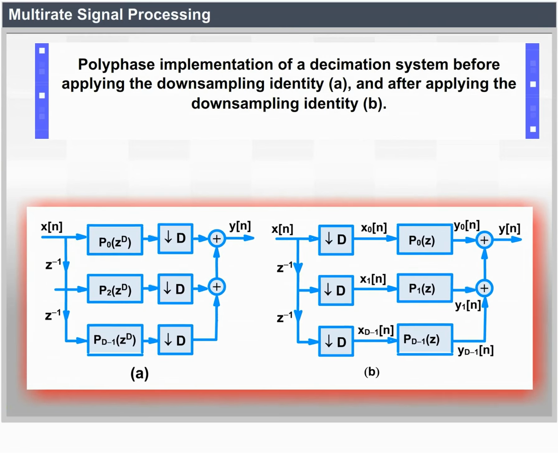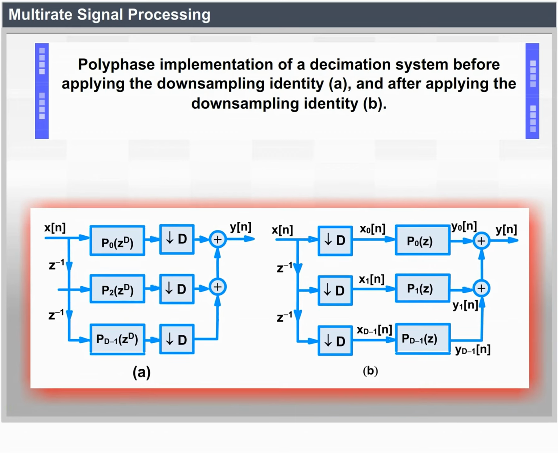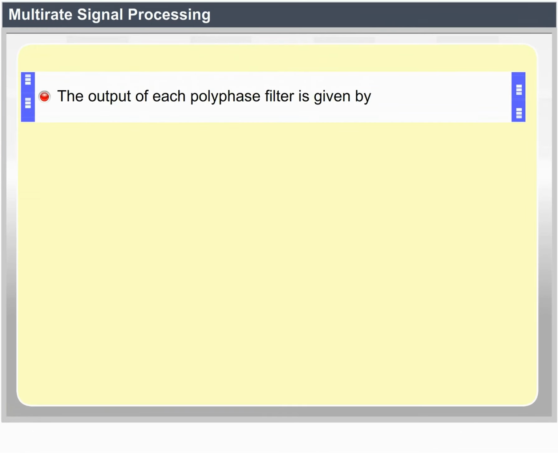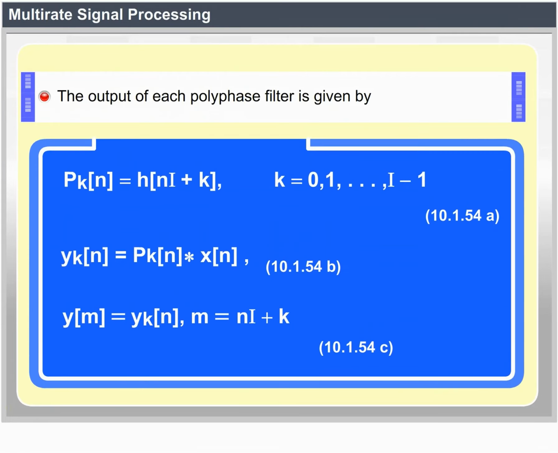The output of each polyphase filter is given by p_k(n) equal to h(nI plus k), where k equal to 0, 1, up to I minus 1, called 10.1.54a. y_k(n) equal to p_k(n) star x(n), called equation number 10.1.54b. y(m) equal to y_k(n) with m equal to nl plus k, called equation number 10.1.54c. The upsampling and delay operations can be replaced by the commutator structure.